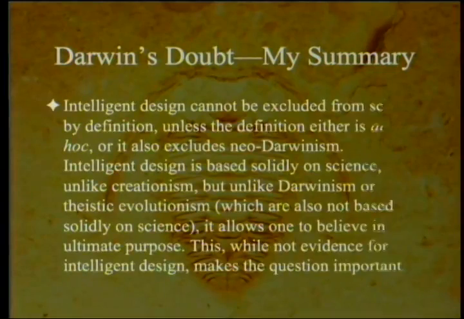Note all of the positive things that can be attributed to intelligent design. Intelligent design cannot be excluded from science by definition unless the definition is either ad hoc, that is, intelligent design isn't science because I say so, or it also includes neo-Darwinism. Intelligent design is based solidly on science, unlike creationism, at least in Steve Meyer's opinion. But unlike Darwinism or theistic evolutionism, which are also not based solidly on science, it allows one to believe in ultimate purpose. This, while not evidence for intelligent design, makes the question important.